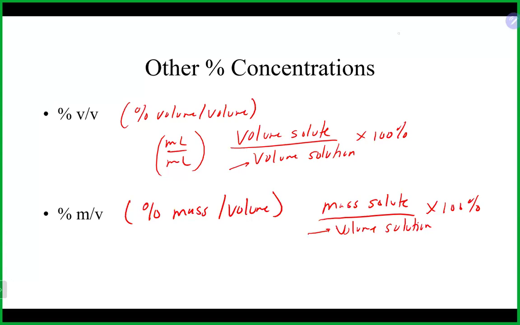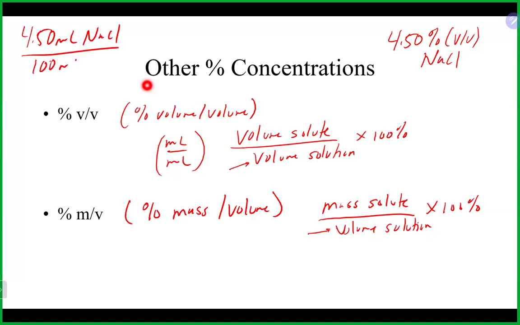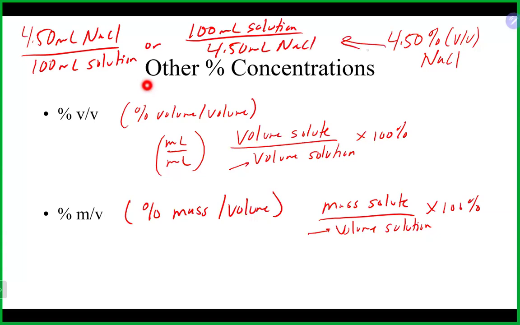Just like the other one, if you had a 4.5% by volume sodium chloride solution, that would mean if you wanted to turn it into a conversion factor, you would have 4.5 milliliters of sodium chloride in 100 milliliters of solution. And again, just like any conversion factor, you could flip it around and use it in the other direction. 100 milliliters of solution would give you 4.5 milliliters of sodium chloride. So once again, you could turn that percentage into a usable conversion factor.